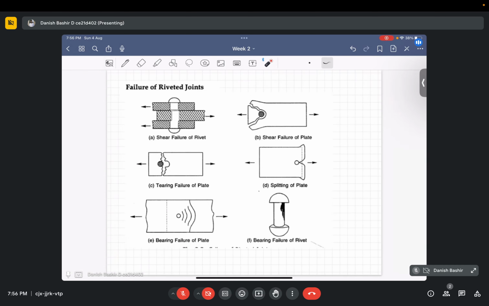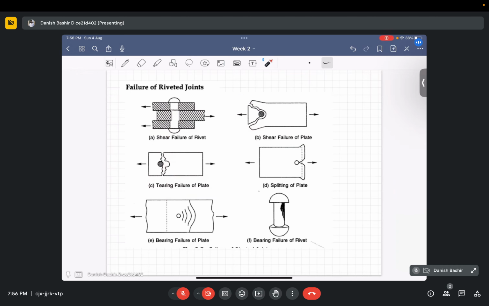So now the failure in the riveted joint. There is always failure everywhere. The different types of failures are: the shear failure of the rivet, which is known as shear failure of rivet. Or there will be the shear failure of the plate, like this. This is known as the shear failure of the plate. Or the plate will be fully torn like this. That is known as the tearing failure of the plate.